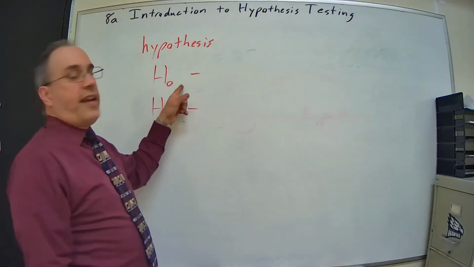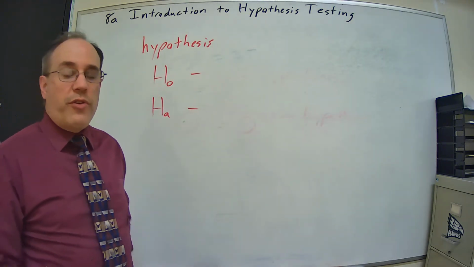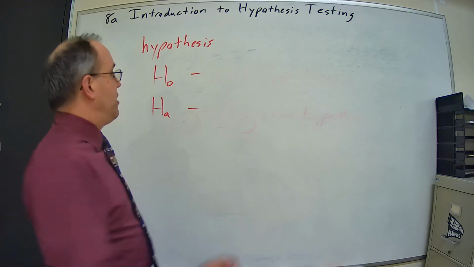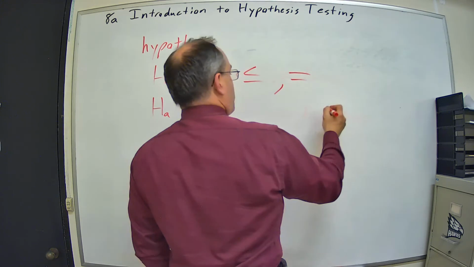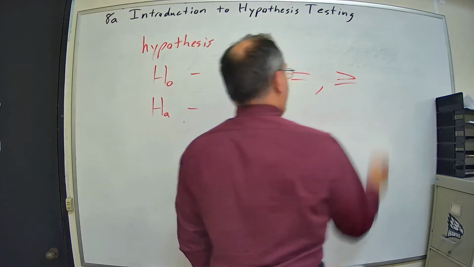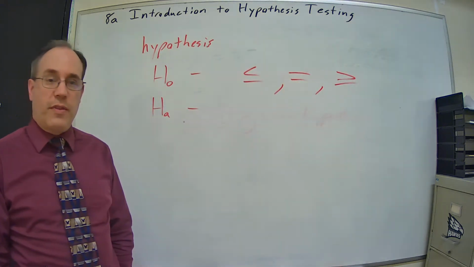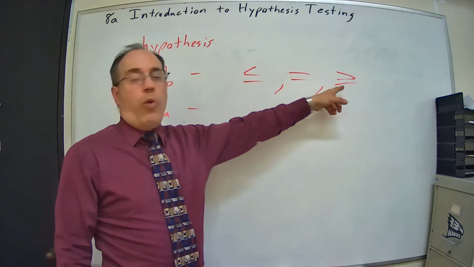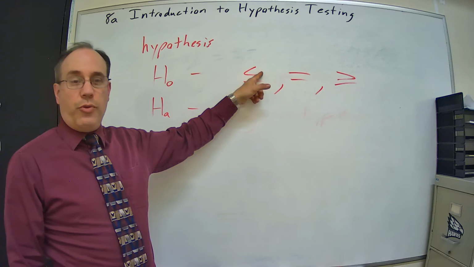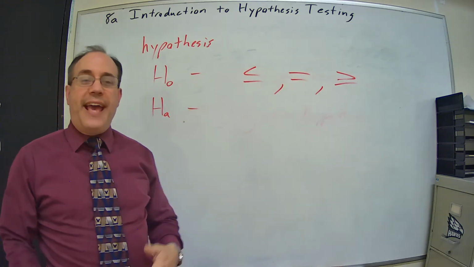When we're dealing with a null hypothesis, we're dealing with equality. So less than or equal to, greater than or equal to, is a null hypothesis. It always includes equality in it. Less than or equal to would be like at most.